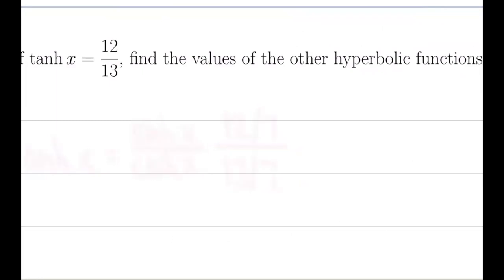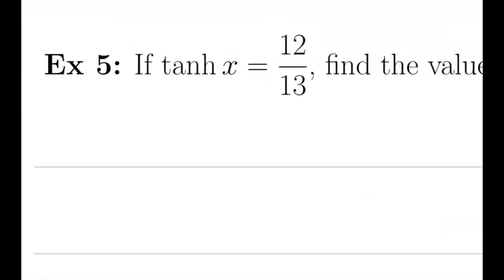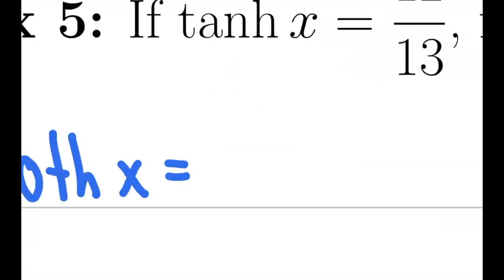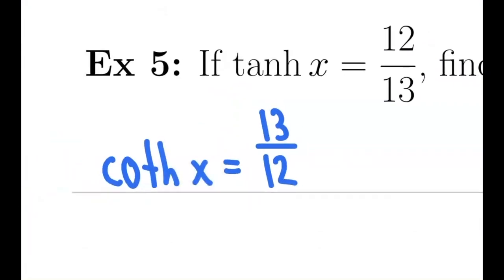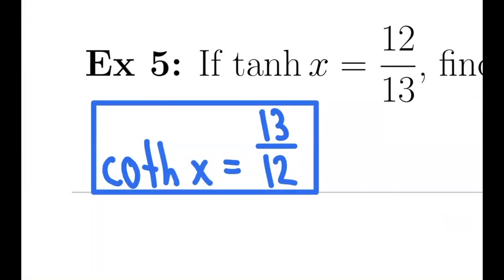I guess. But before we even get to sinh and cosh, let's just start with the obvious. If we have tanh, we can easily find coth, the hyperbolic cotangent, because it's just the reciprocal, right? So coth is just 13 over 12. So just start off with that. We're gonna use the Pythagorean thingies and do some solving.